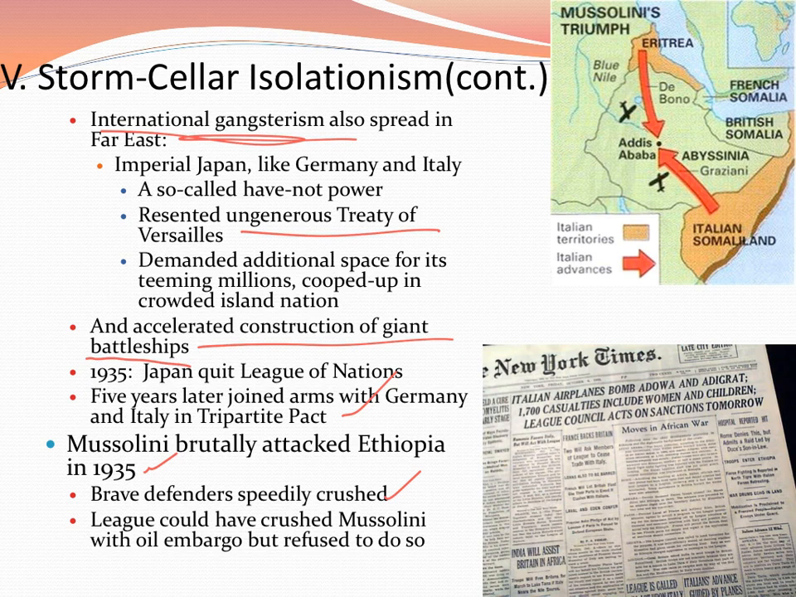The League of Nations could have placed oil embargoes on the Italians, because that was one of the big things going on there, and it would have hurt the Italians and maybe drawn them to be a little bit more peaceful, but they didn't, because yet again the League of Nations was weak.